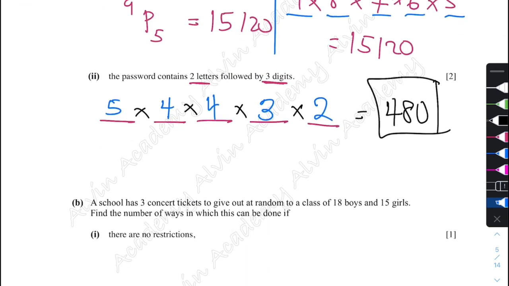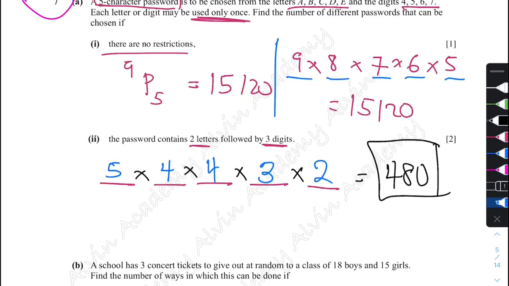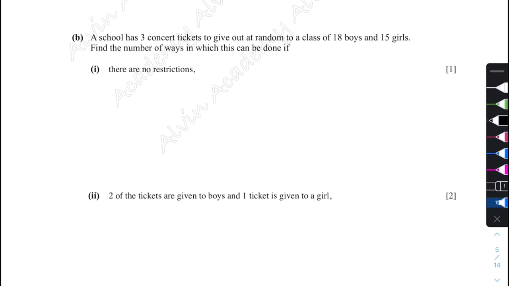Okay, so this is how to go about this particular question. When you ask a question like this, you can analyze it this way. We have a school that has 3 concert tickets to give out at random. When you see that it's going to be given out at random, that means there's no order, no importance to whom it is given. They're just doing it by chance.